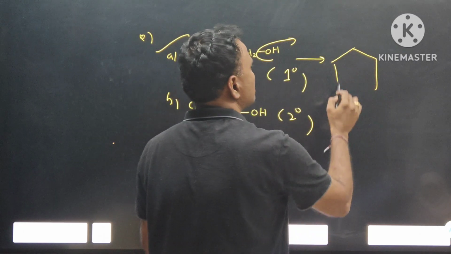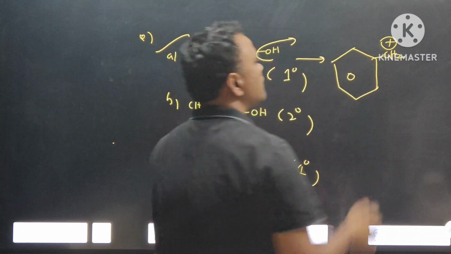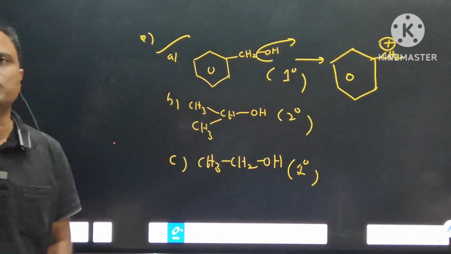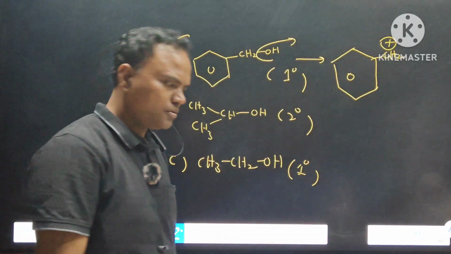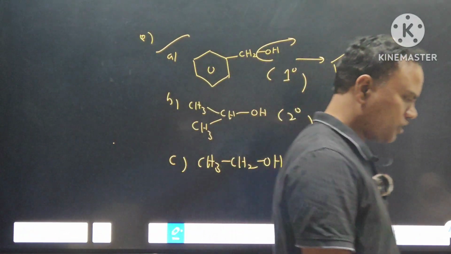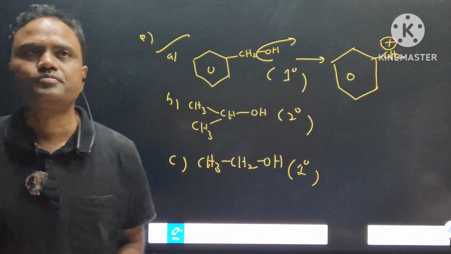What is the key point of Lucas test? The alcohol which is able to form a stable carbocation readily gives the Lucas test. Benzyl alcohol gives the Lucas test because it forms a stable carbocation, so it forms turbidity easily.